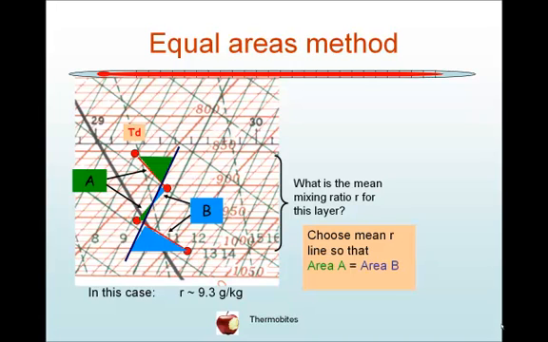Here we've chosen a value of R that enables the areas in green, that is A, to be approximately equal to the areas in blue, that is B, on the right hand side of the profile. And so what you do is you get a ruler or something like that with a straight edge and move back and forth until you were satisfied that you had equal areas on either side. In this case, the line that gives us the mean mixing ratio for the layer is approximately equal to 9.3 grams per kilogram.